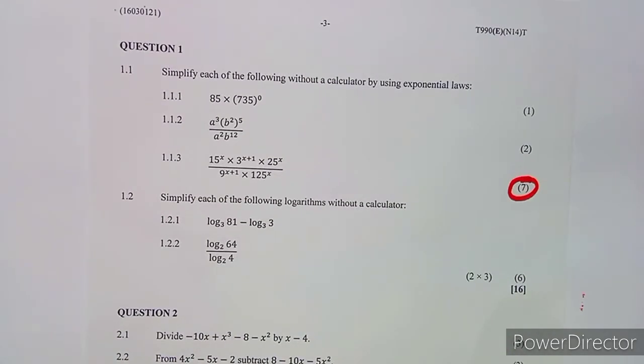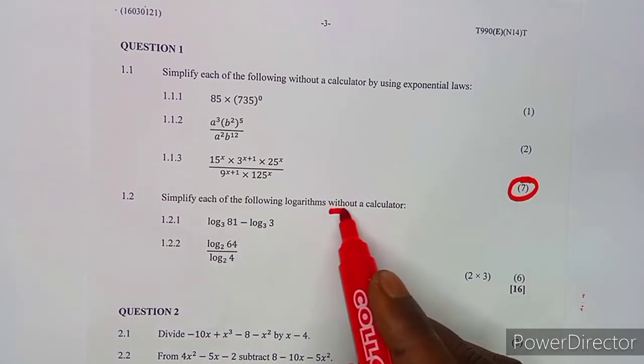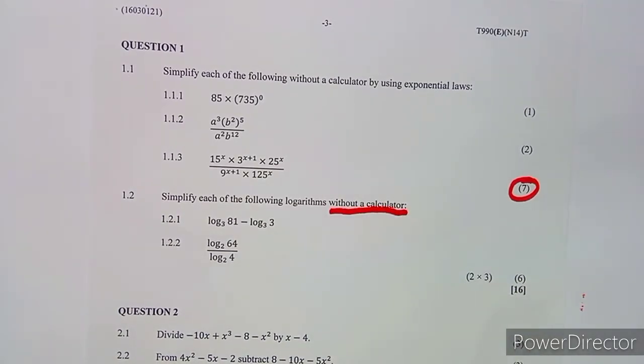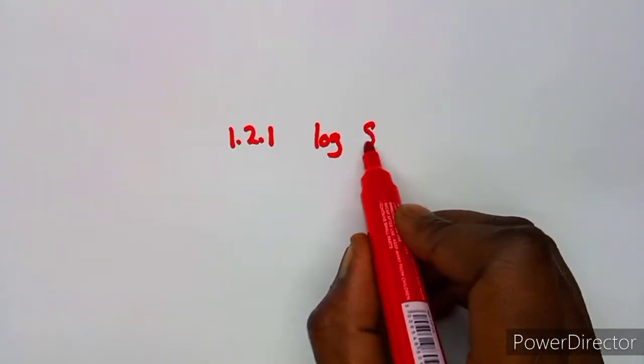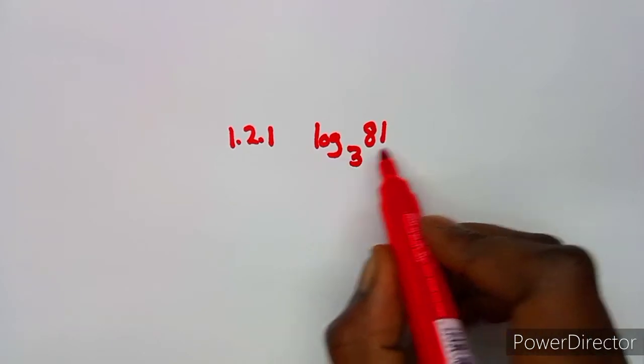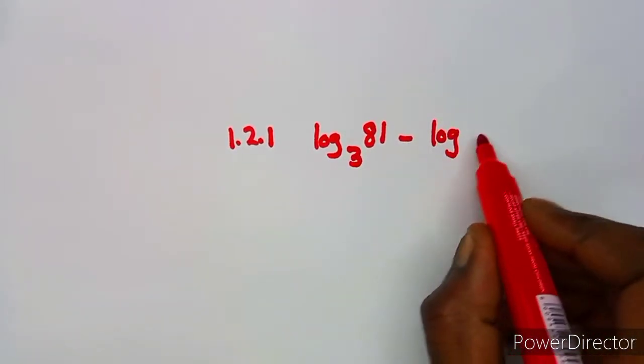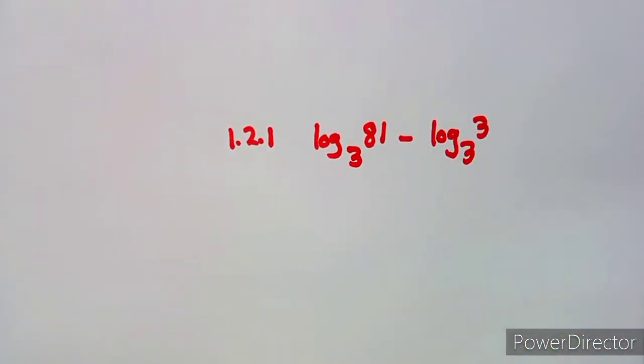On 1.2, simplify each of the following logarithms without a calculator. Without a calculator. All right, so this is what we have here. Okay, let's just put this aside. That's 1.2.1. The logarithm of 81 in base 3 minus the logarithm of 3 in base 3, like this.